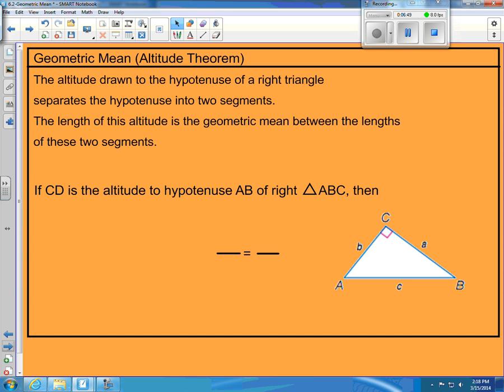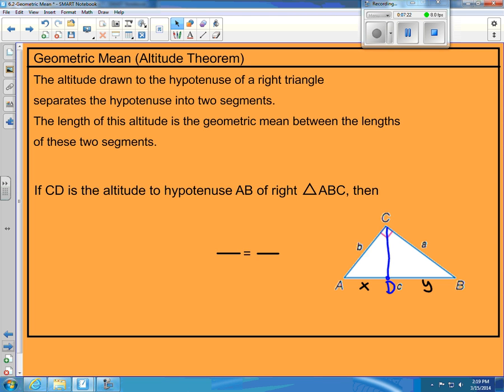Geometric mean, now we're going to talk about the altitude theorem. The altitude drawn to the hypotenuse of a right triangle separates the hypotenuse into two segments. So if we draw in our altitude here, and we're going to call that point D again, now it's created two additional segments. We have segment X here, which is from A to D, and we have DB, which we're going to call Y. So we have two smaller triangles that are similar. The length of the altitude is the geometric mean between the lengths of these two segments.